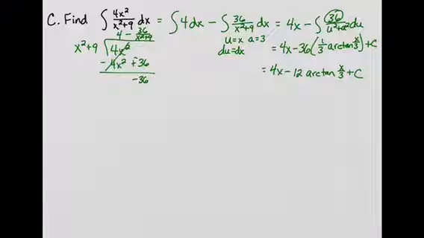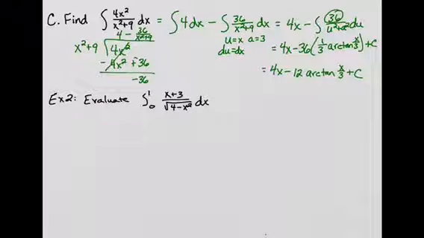So now for example 2, we are supposed to evaluate the integral from 0 to 1 of (x plus 3) over the square root of 4 minus x squared dx. Looking at this one, if I try to let u be 4 minus x squared, that doesn't match my numerator, so that doesn't make it very pretty.